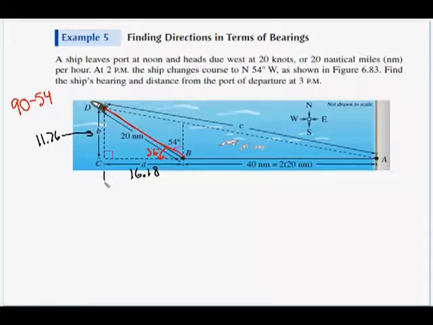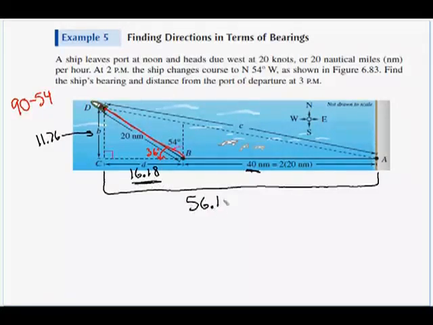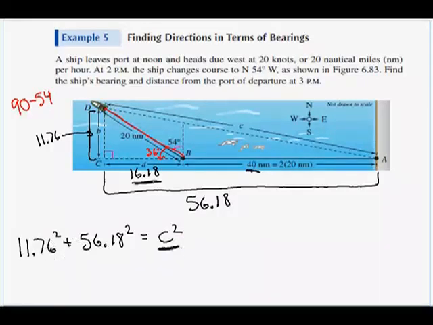So, the entire length of this side, we had the 40 nautical miles from the setup of the problem, and now we have our 16.18, so this total side is 56.18. And we have this side, 11.76 for B. So now we have the two sides, the two legs of the big right triangle. We can use Pythagoras to solve for C. So this would be our first leg squared plus our second leg squared is equal to C squared. So I'm going to square those and sum them up and then take the square root to find C.